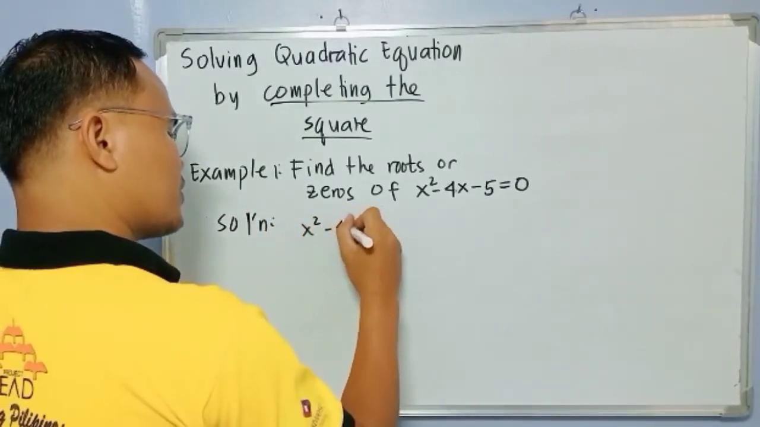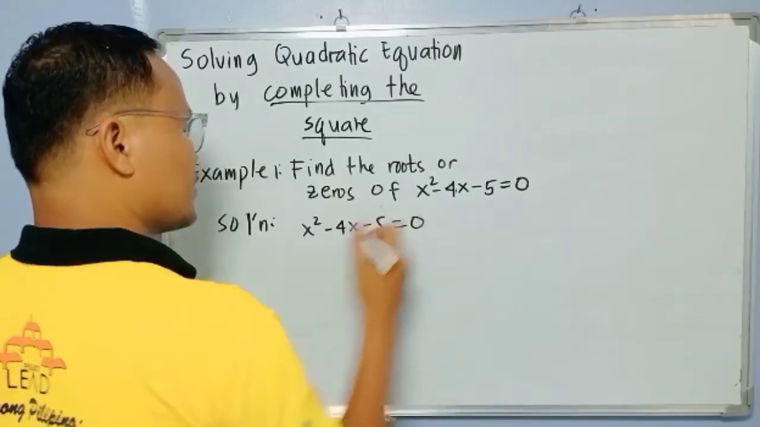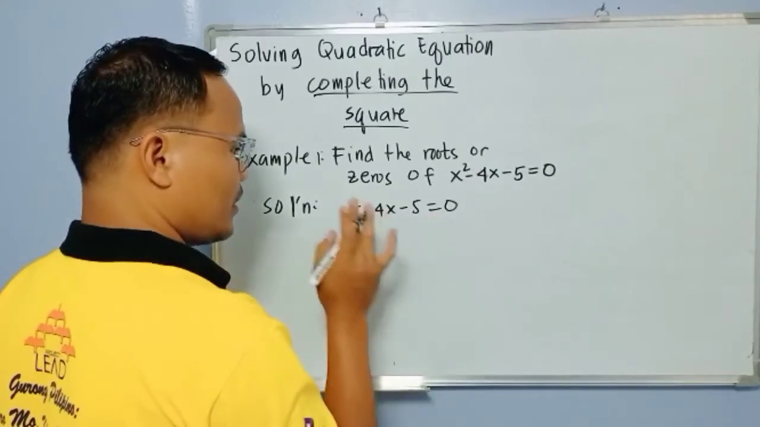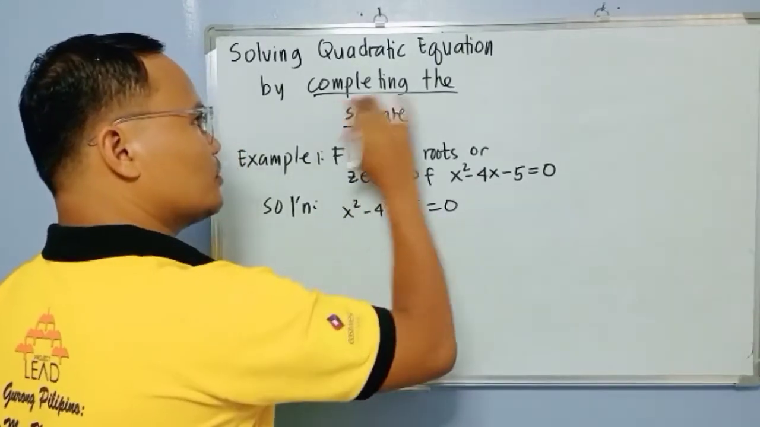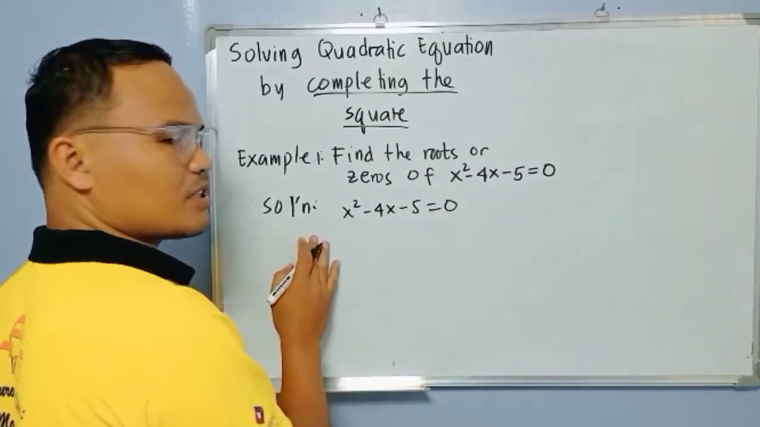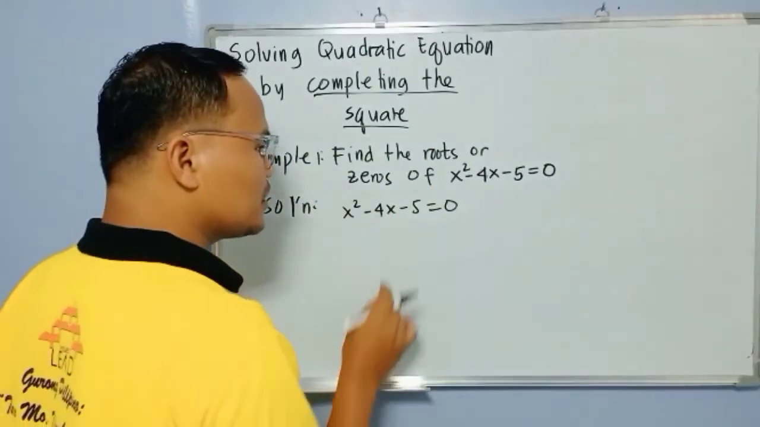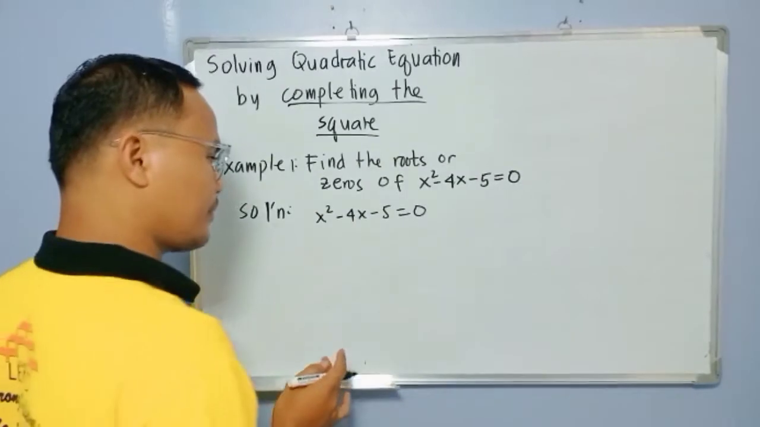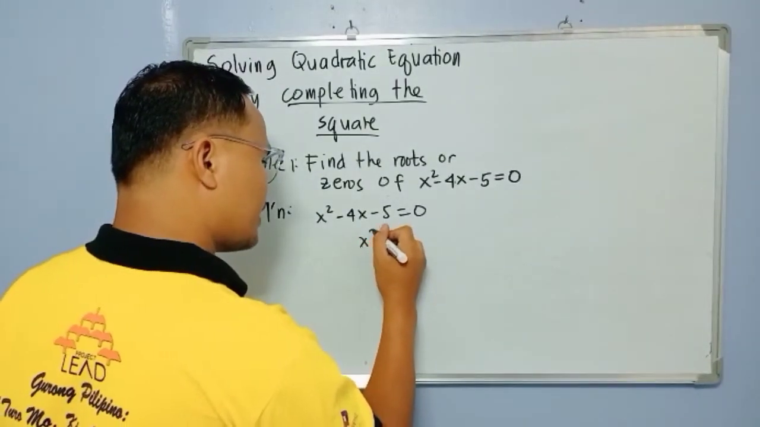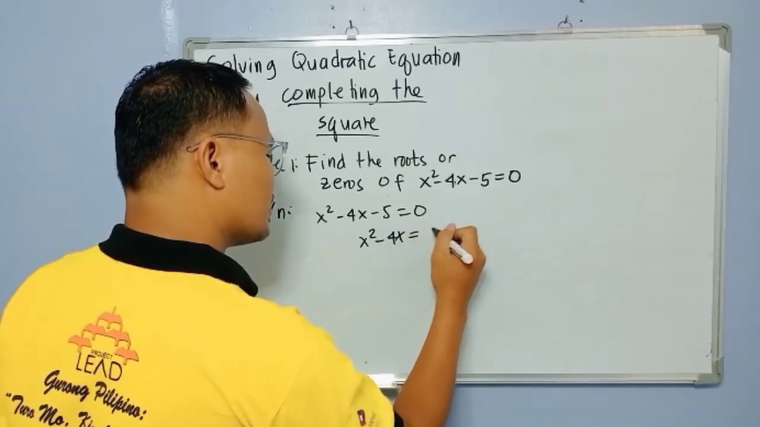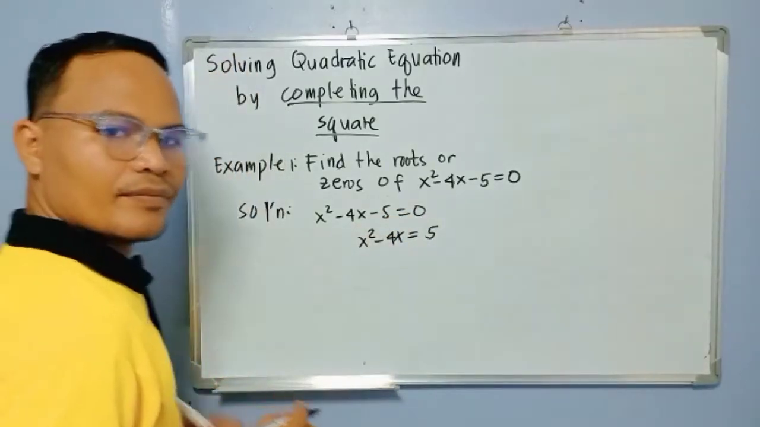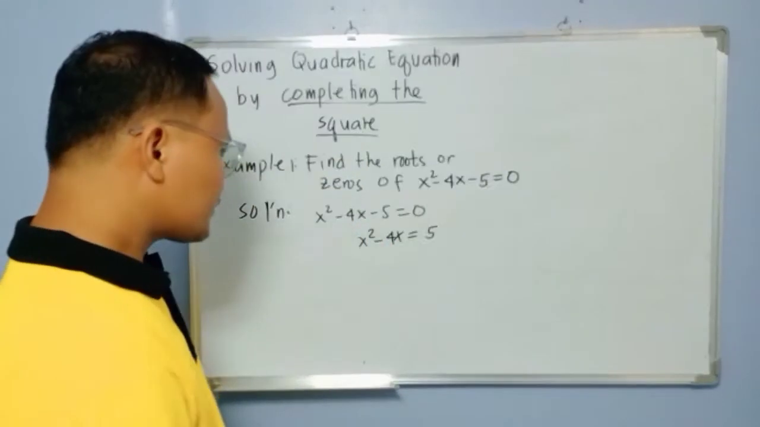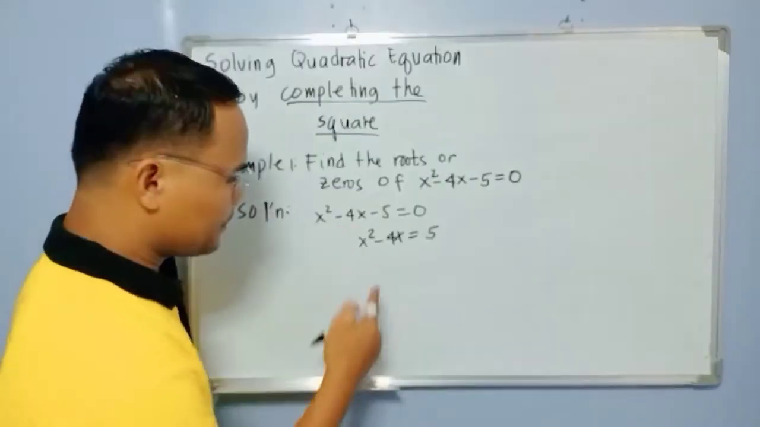x squared minus 4x minus 5 equals 0. Our equation here is written in standard form. We cannot apply completing the square if the quadratic equation is in standard form. So what we are going to do is transpose the constant term to the other side of the equal sign. So here it will become x squared minus 4x equals 5. In this case, we can now apply completing the square.